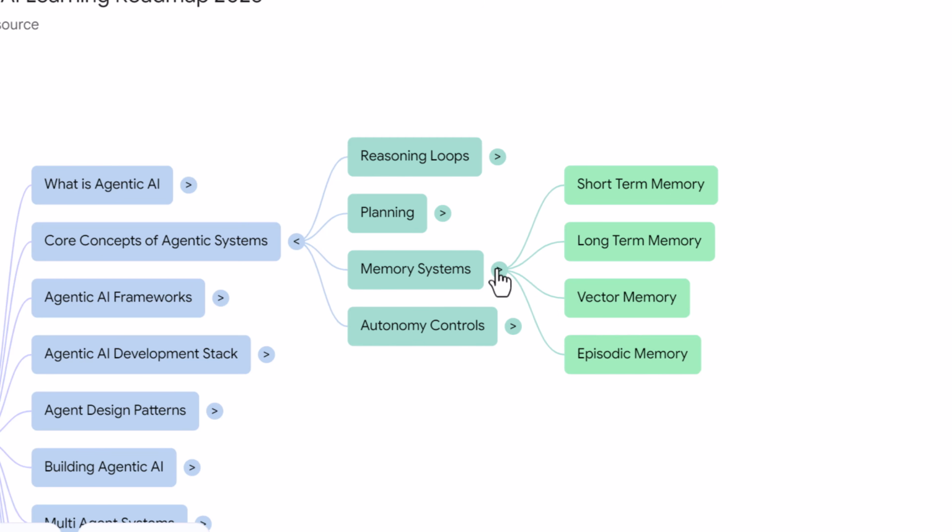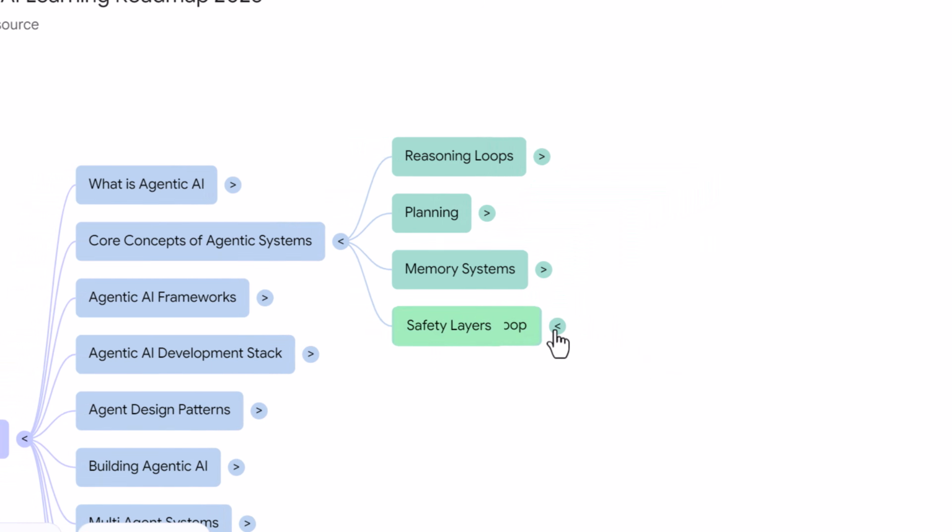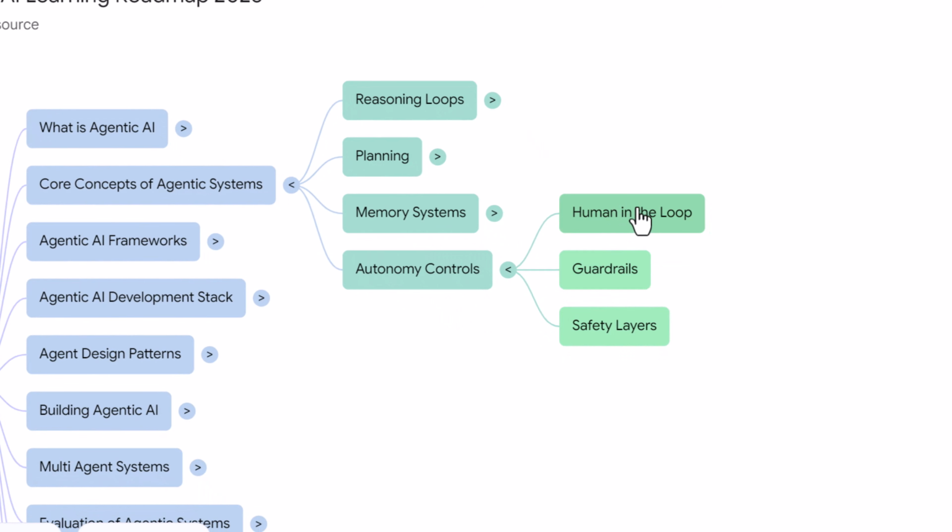Autonomy controls keep the agent safe. Human in the loop means there is human supervision or approval at critical steps. Guardrails define rules that prevent harmful actions. Safety layers filter inputs, outputs, and tool actions so the agent remains secure and aligned.